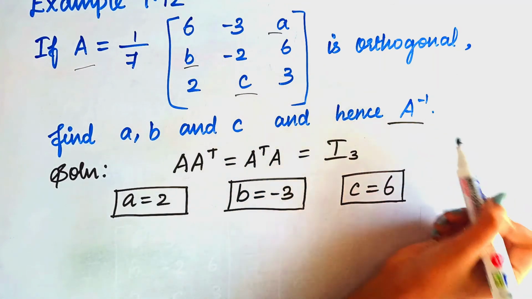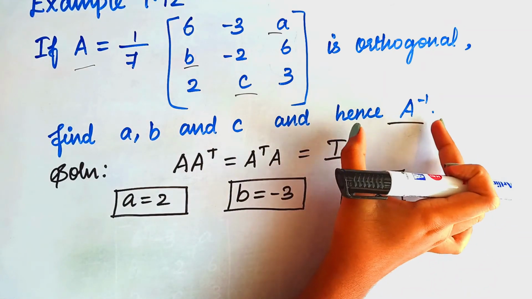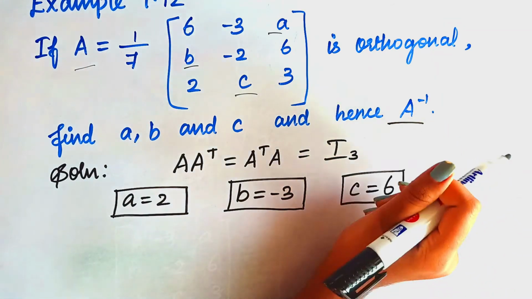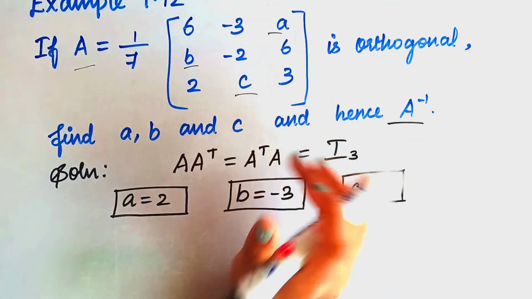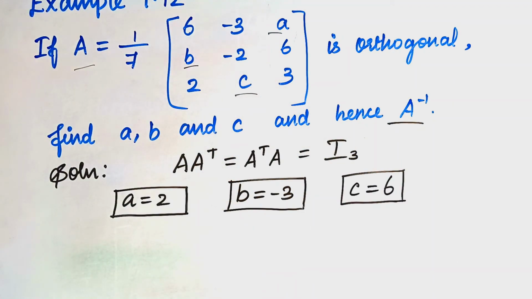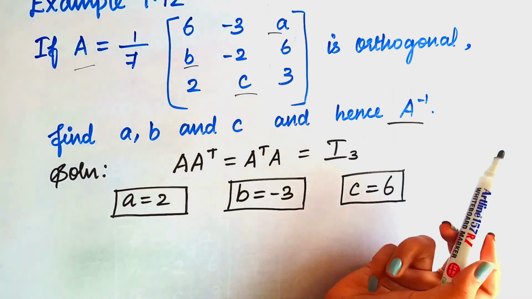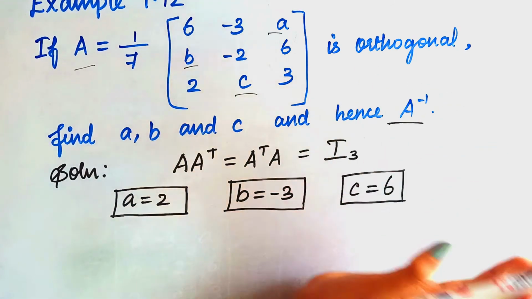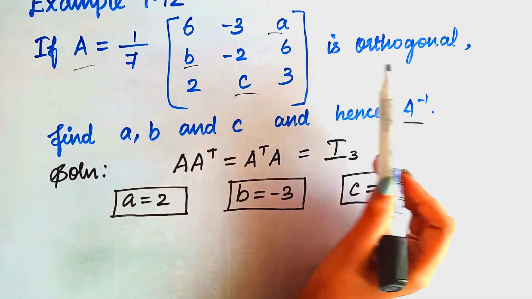So here finally we have found a, b, c already, and finally what we have to find is A inverse. But here A is a 3x3 matrix, and for finding the inverse what you have to do, first you have to find the determinant of A, and then cofactor of A, and then adjoint of A, and then you have to substitute that in the inverse formula, and then you have to find the value of A inverse, right? So there are so many steps, but if you look at the question carefully, they have given that A is orthogonal.